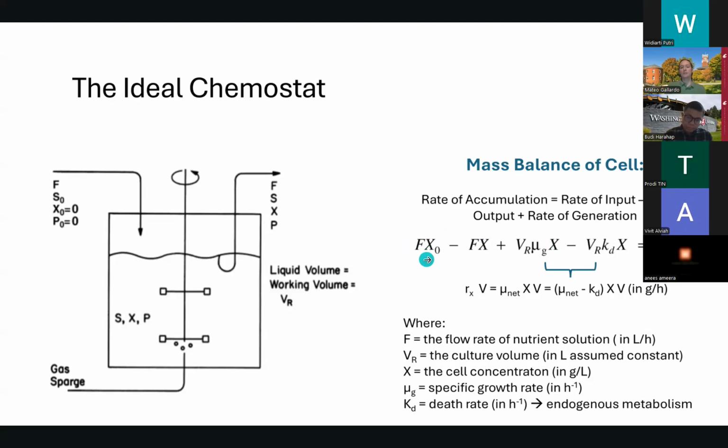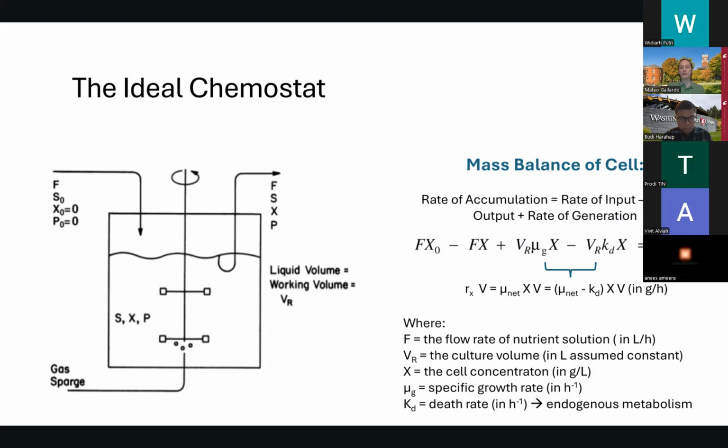Usually, we inject fresh media in the vessel, so usually this x0 is equal to 0. So we sometimes neglect this. Minus what is going out of the reactor. We're always getting biomass in the outlet, so this will not be 0. And we have the formation of biomass and also the biomass that is dying inside of the reactor. And this will be equal to the rate of accumulation.